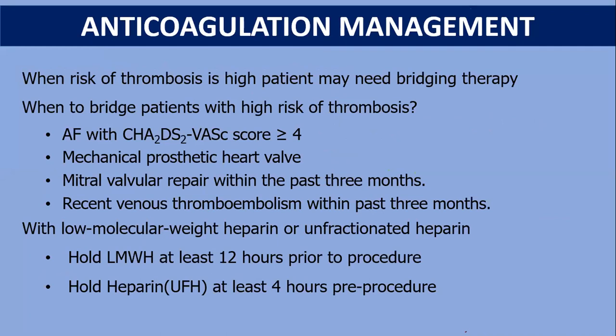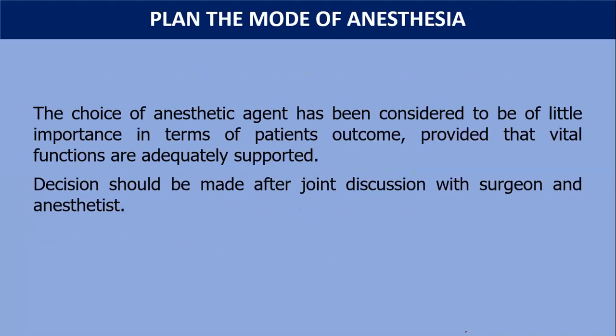If the patient has atrial fibrillation with CHA2DS2-VASc score more than 4, you know about the score. If the patient has a mechanical prosthetic valve, particularly in both mitral and aortic position, if the patient has had mitral valvular repair in the past 3 months, if the patient has a history of recent thromboembolism. So what are the agents that are preferred for bridging? Low molecular weight heparin, definitely, and unfractionated heparin. Low molecular weight heparin at least 12 hours prior to the surgical procedure, and heparin 4 hours pre-procedure.